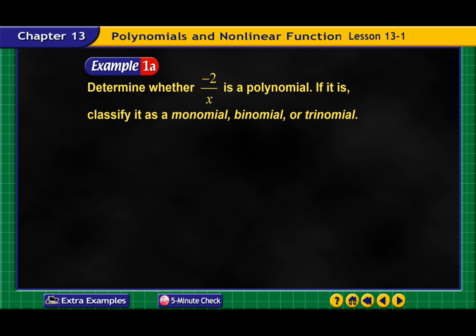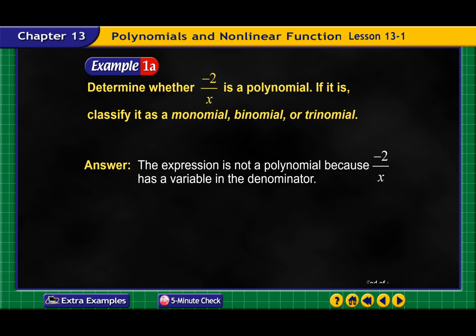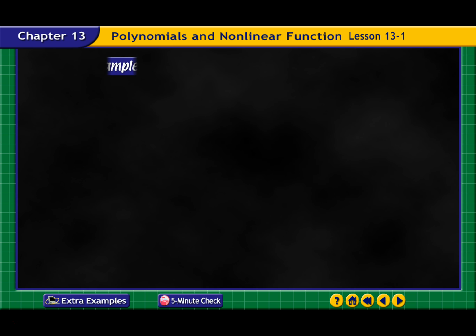All right, determine if it's a polynomial. If it is, classify it as monomial, binomial, or trinomial. Okay, so it has a variable in the exponent. So I would say it is not a polynomial because you can't have a variable in the denominator.